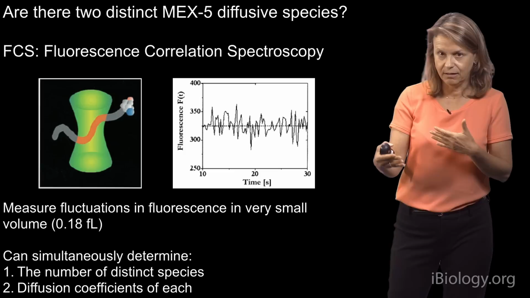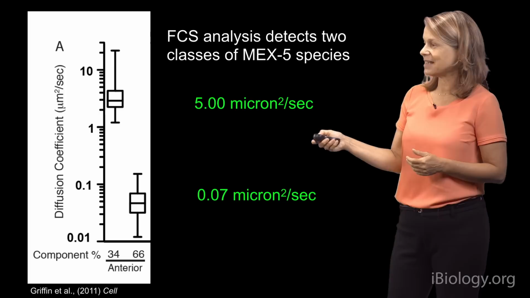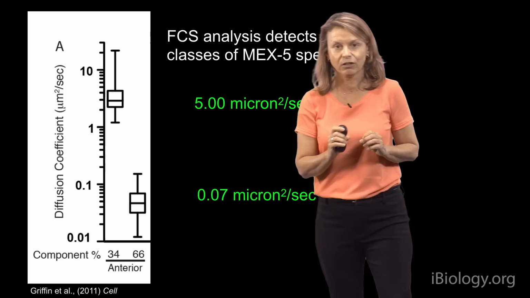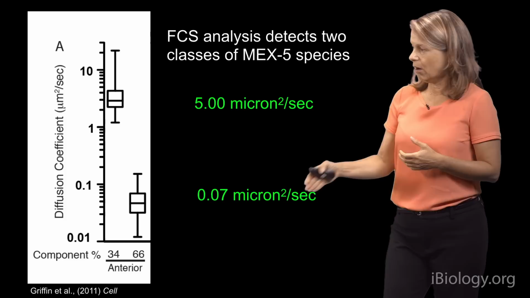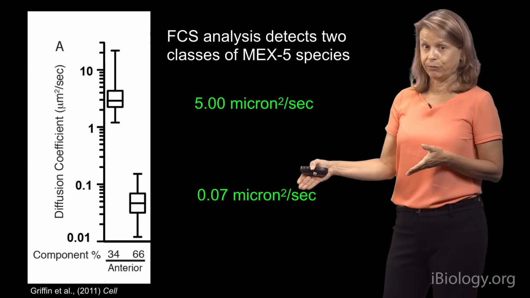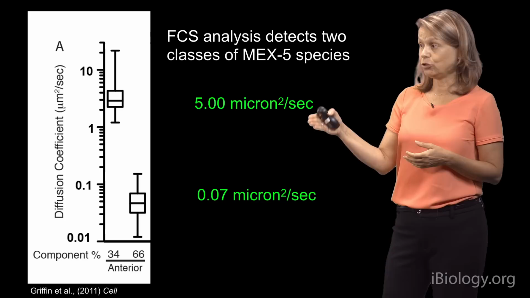So doing these kinds of experiments, Eric found that in the anterior cytoplasm, there in fact exist two different types of MEX5 molecules. A very sluggish MEX5 molecule that is really not diffusing very much at all, and then a faster one, okay? So that's the two molecules that exist in the anterior cytoplasm.